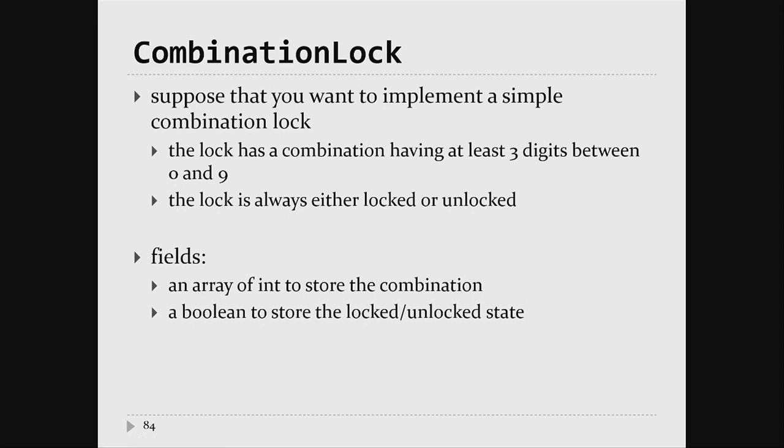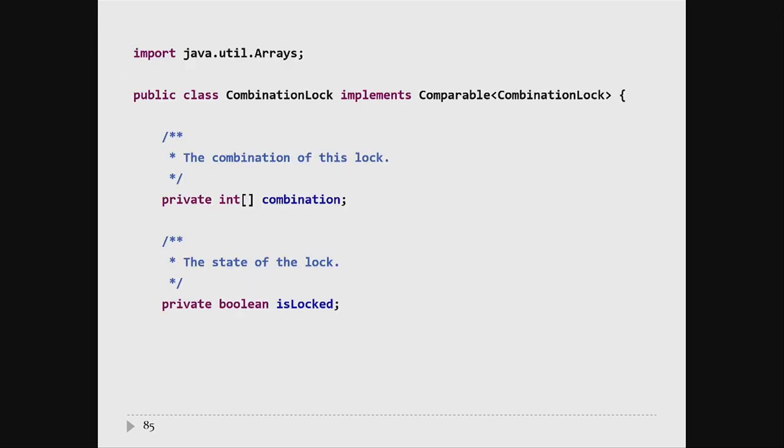So it has 3 digits. You could get away with making 3 separate fields, one for each digit, but I'm going to use an array here. They're integer values, so I'm going to use an array of int. And then it's a lock, so I need to know, is the lock locked or unlocked? I'm going to have a Boolean field to represent the state of the lock. Okay, so I have a combination lock. For some reason, I'm going to compare locks. I don't know why, but I'm going to do it anyway. Probably because we just talked about comparable. I have my field that represents the combination, which is going to be an array of length 3. And I have a field isLocked. It's true if the lock is locked, false otherwise.